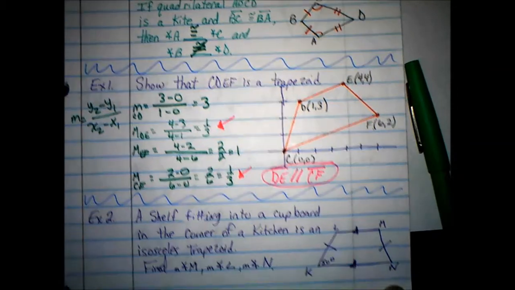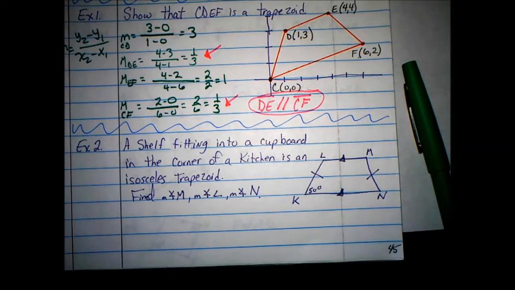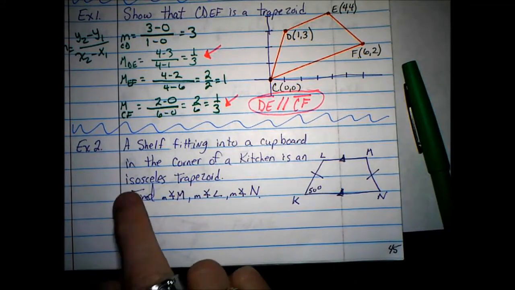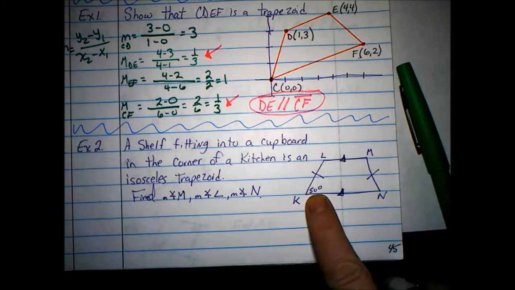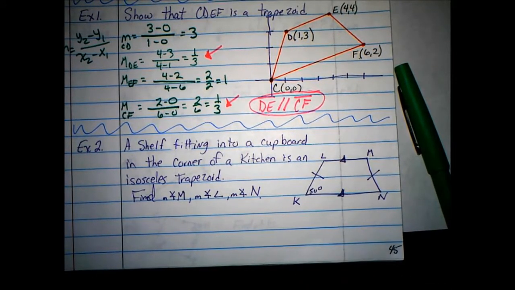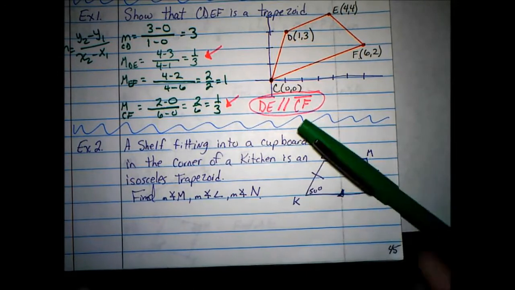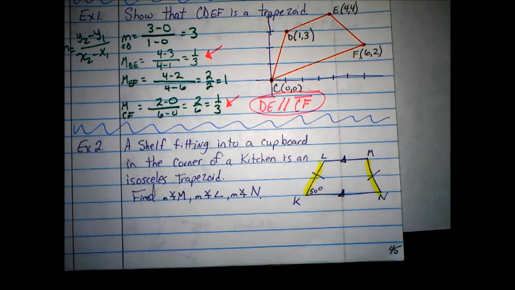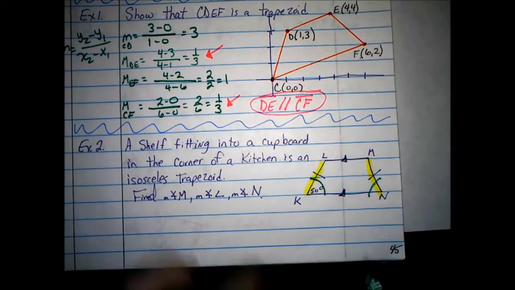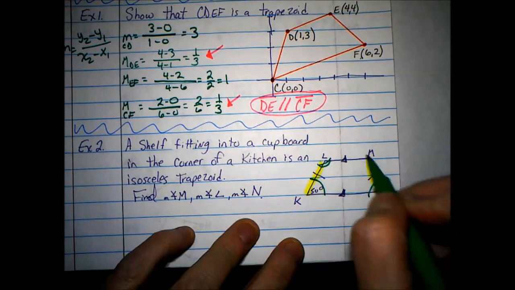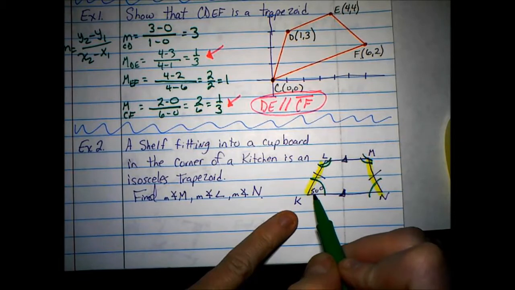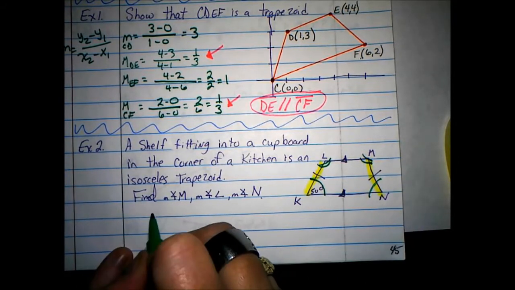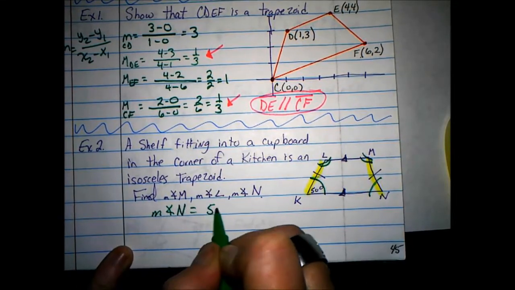Alright, on example 2, it says a shelf fitting into a cupboard in the corner of the kitchen is an isosceles trapezoid. They want us to find the measures of the other 3 angles given that K is 50 degrees. Notice this is an isosceles trapezoid, so the 2 legs are congruent, which means I have base angles. That means this angle and this angle are base angles, as well as L and M. And when that takes place, they are congruent. So if K is 50 degrees, then the measure of angle N is also 50 degrees.